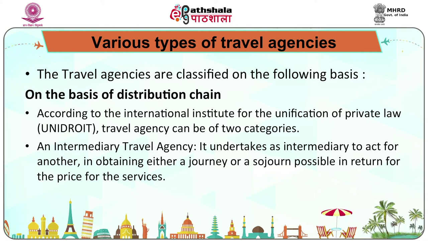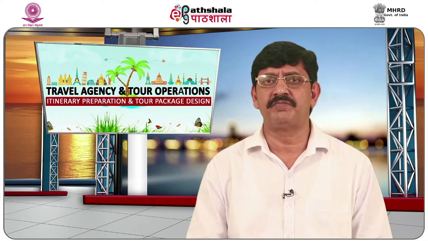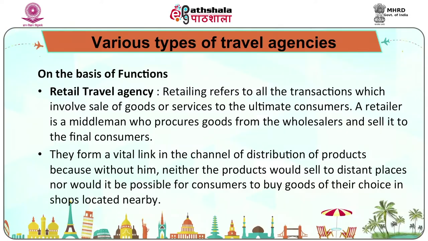The first, on the basis of distribution chain. According to the International Institute for the Unification of Private Law, travel agency can be of two categories. An intermediary travel agency undertakes as intermediary to act for another in obtaining either a journey or a sojourn, in return for the price for the services. An organizing travel agency undertakes to organize for the public a journey or sojourn comprising a series of services. Second, on the basis of functions.